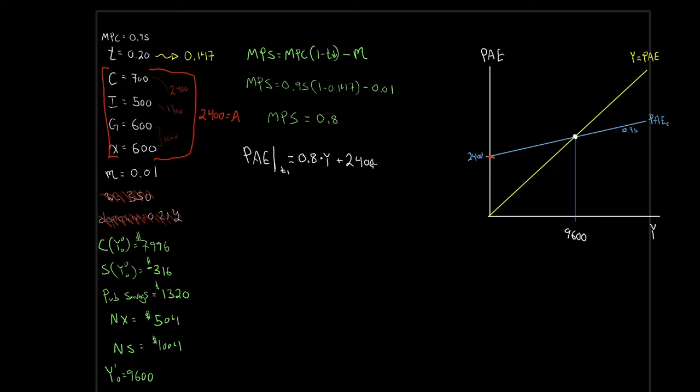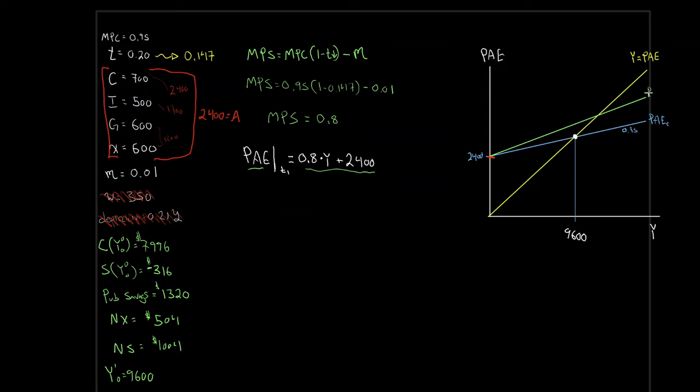So, to visualize that, let's use blue for our initial one and green for our updated one. We're starting off at the same intercept of 2,400, but we now have this new slope of 0.8. The original slope was 0.75, so we need to figure out, is this steeper? Is this shallower? Well, 0.8, bigger number. This is steeper. So that gives us, maybe I'm exaggerating that a bit, a new slope along those lines.